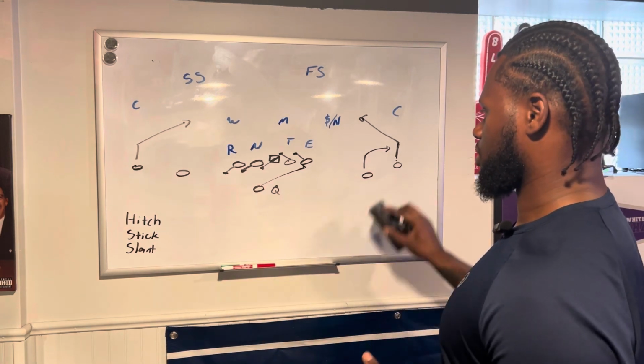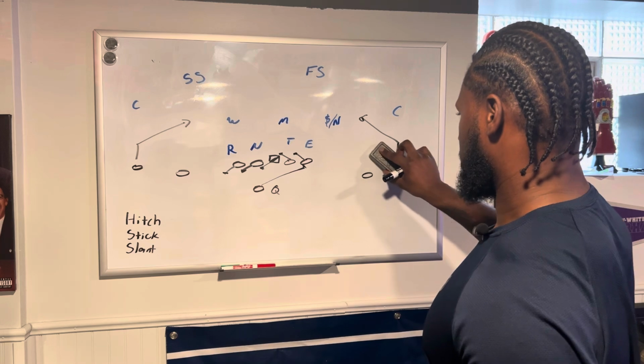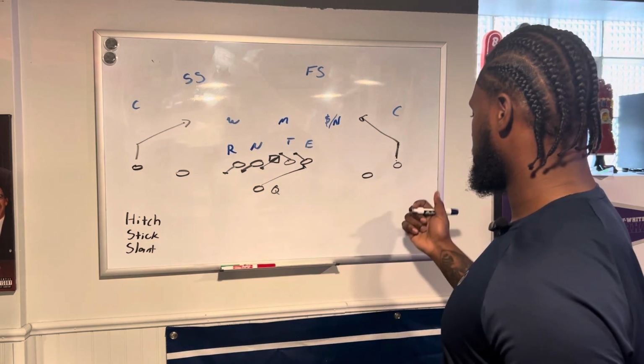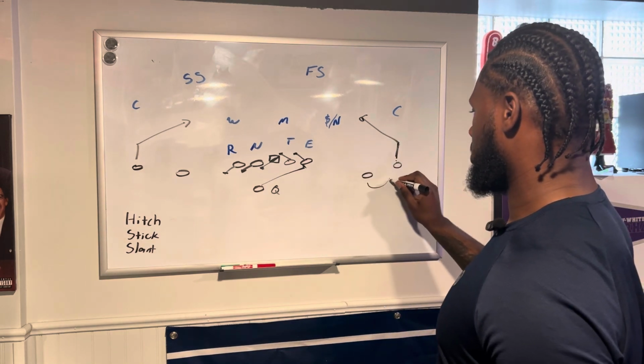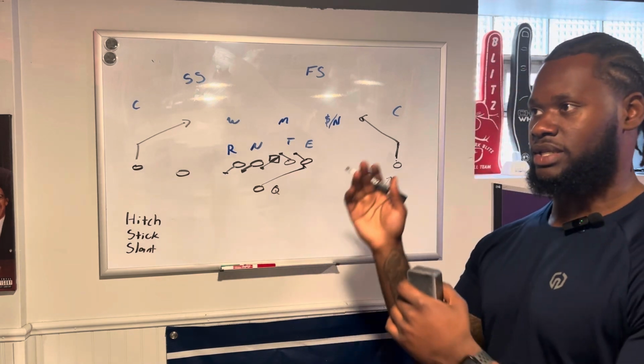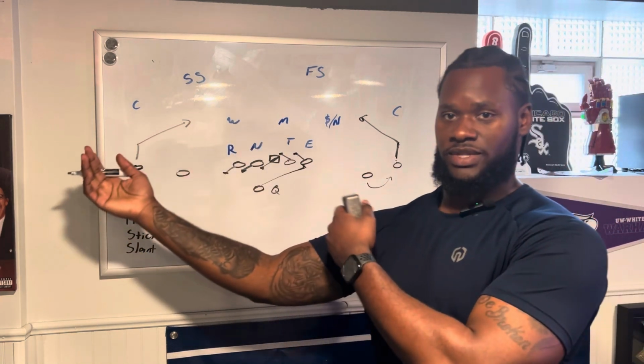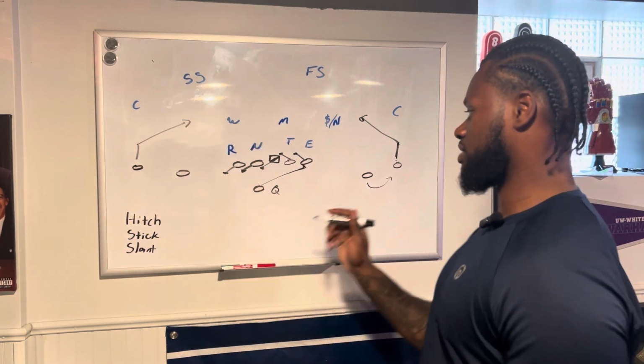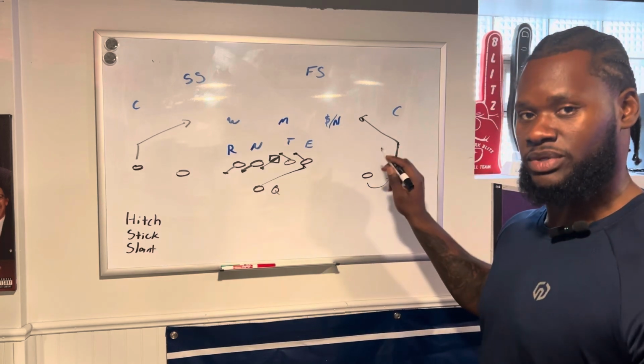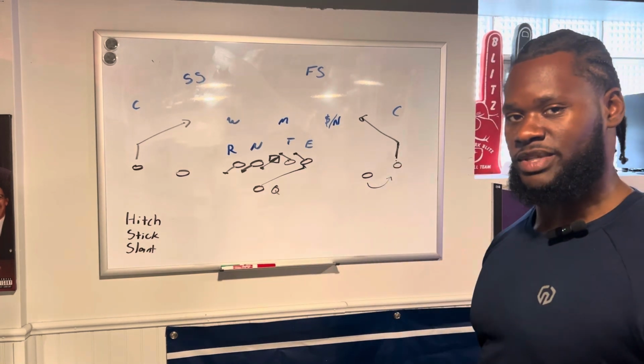But another thing you could also do, just to make that throw a little bit easier, you can have number two run the bubble, right? So now you're putting it in his front shoulder, letting him run underneath it, and then still getting him some momentum going downhill to make a move in space.